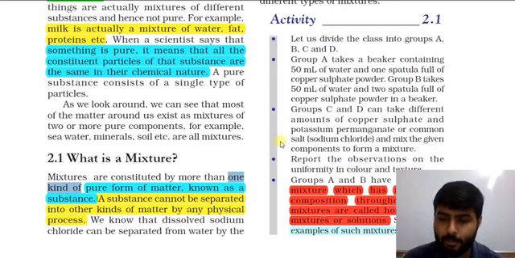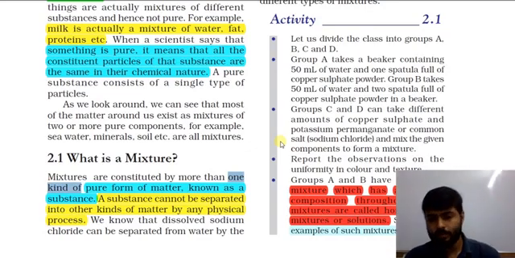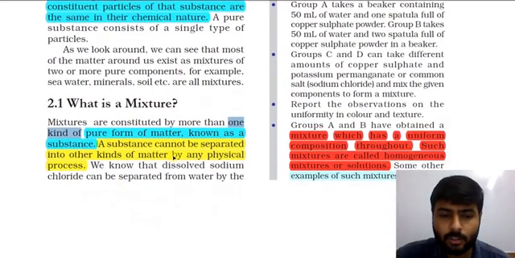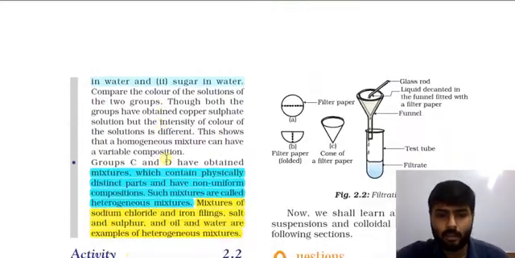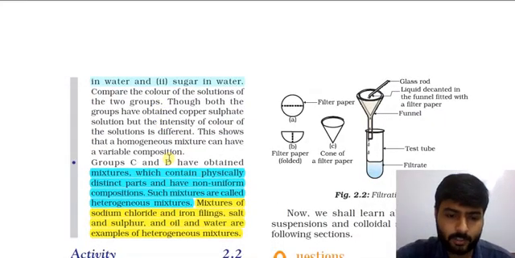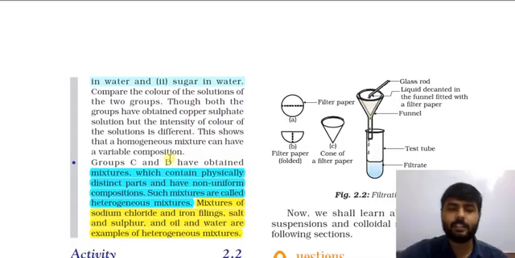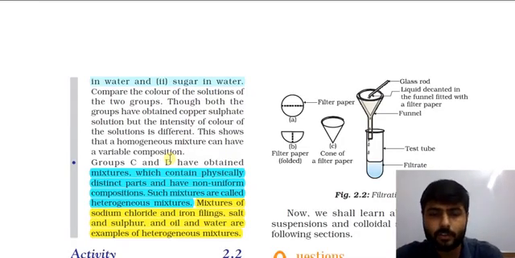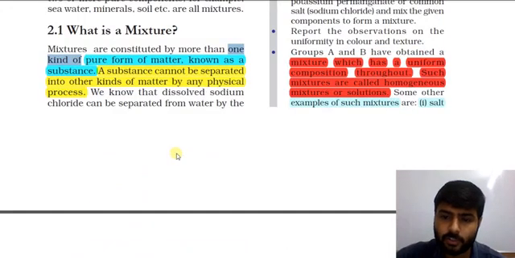So here we have an important definition called homogeneous mixture or solution. The mixture which has a uniform composition throughout is called a homogeneous mixture or solution. Other examples of such mixtures are salt in water, sugar in water. That is the example of this kind which we notice here, homogeneous mixture.